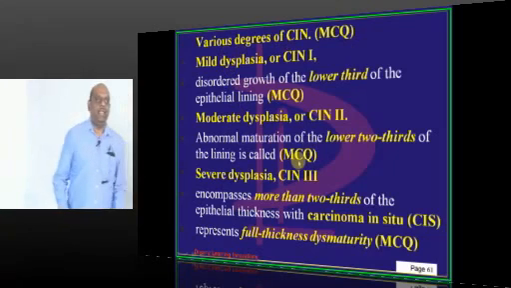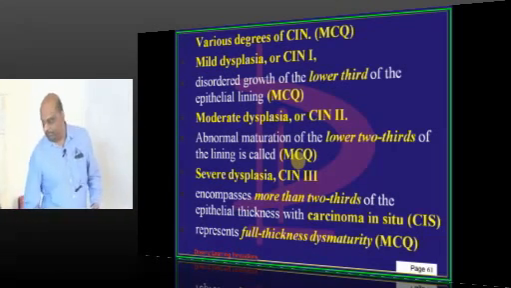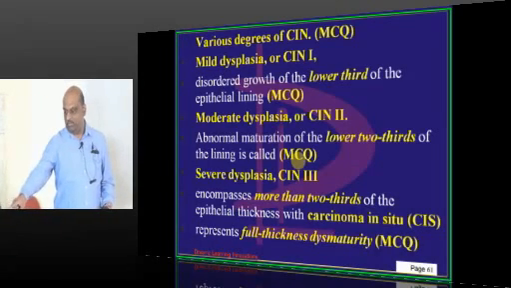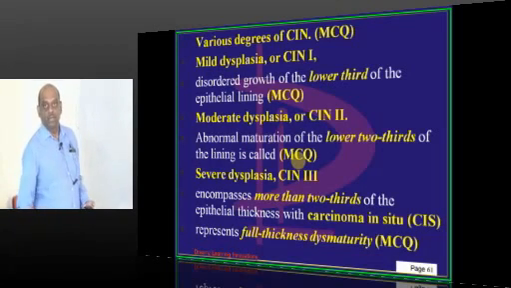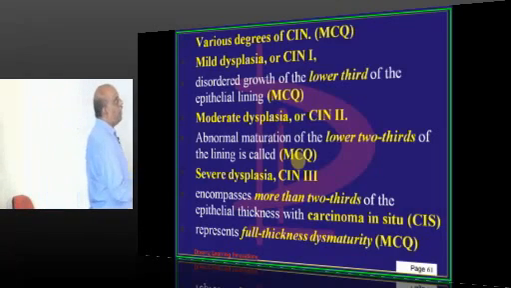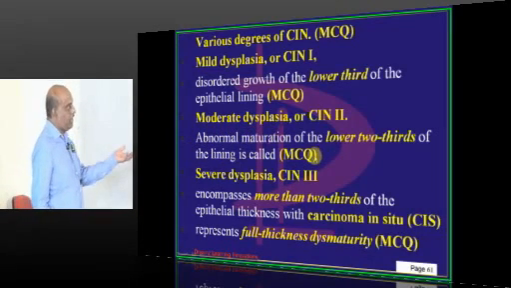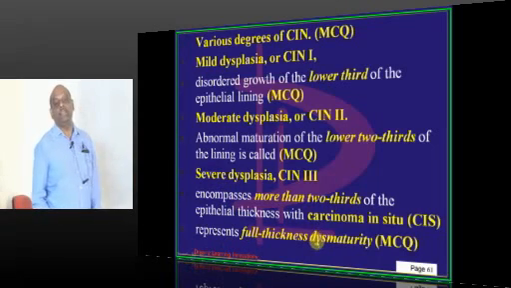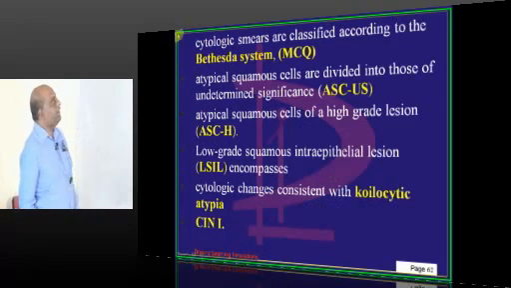If you look at carcinoma in situ, there are various degrees of carcinoma in situ. The lower video is coming, just see the projection. You call it mild dysplasia when it is only the lower third of the epithelial lining. Moderate, when will you call? Lower 2/3. Severe dysplasia, when will you call? More than 2/3 of the epithelial thickness, you call it CIN3, is what needs to be remembered.